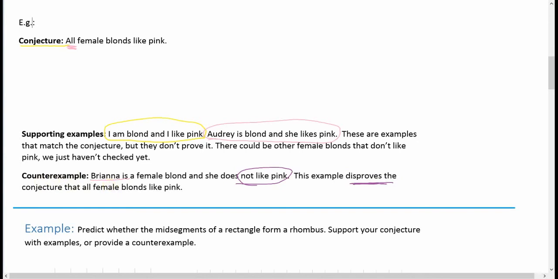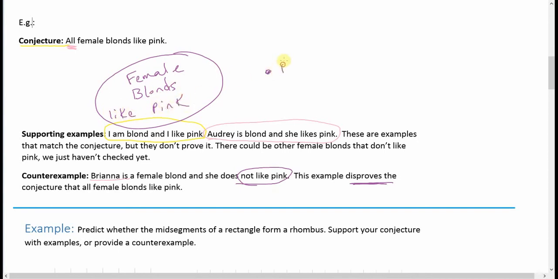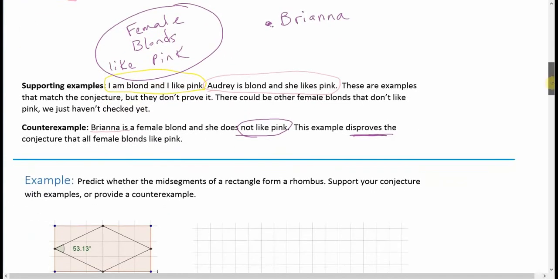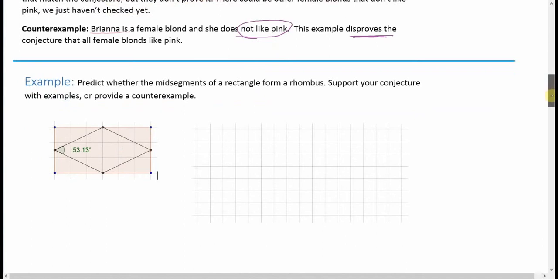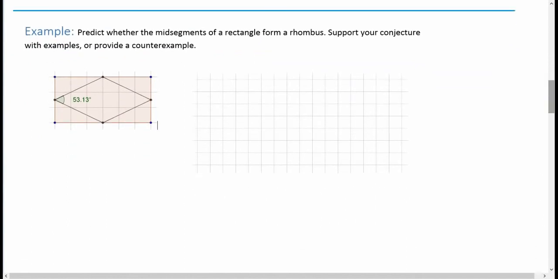Well, in the set of all female blondes who like pink, Brianna's over here. She likes purple. She does not like pink. So someone doesn't like pink, so not all female blondes like pink. That's the idea of a counterexample. Sometimes it's actually easier to disprove something than to prove it.